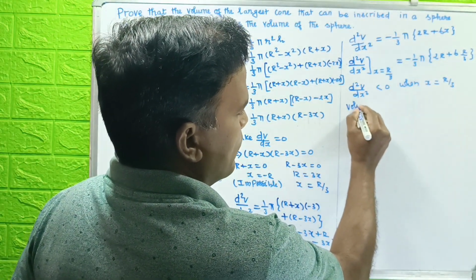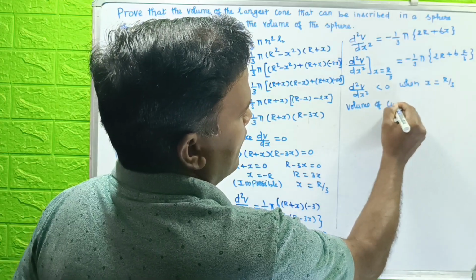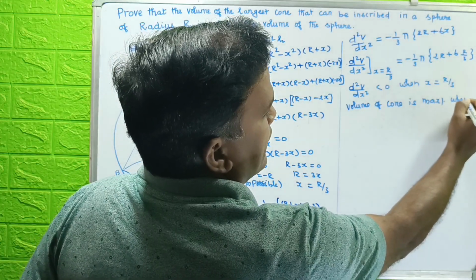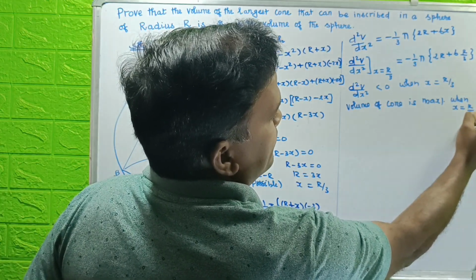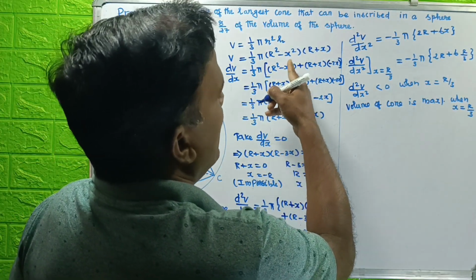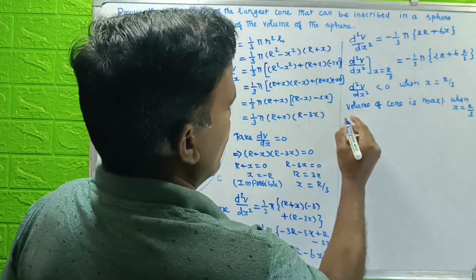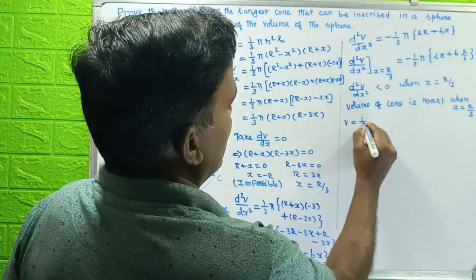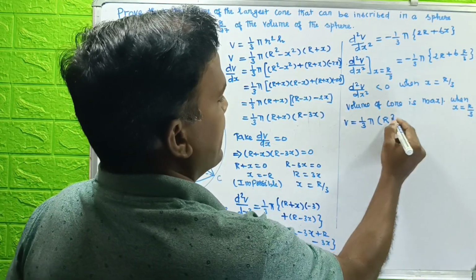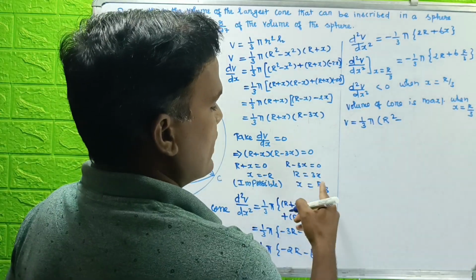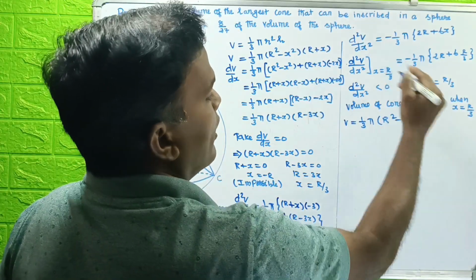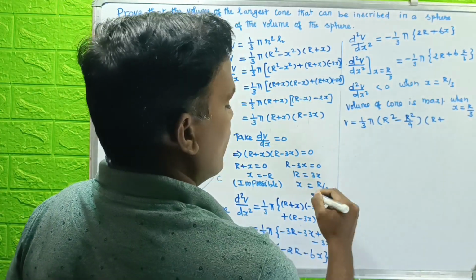So the volume of the cone is maximum when x is equal to r by 3. What is the volume of the cone? V is equal to 1 by 3 into pi into r square minus x square into r plus x. So V is equal to 1 by 3 into pi into r square minus x square. What do you mean by x here? x is equal to r by 3. So x square means r square divided by 3 square, that is r square by 9, into r plus x, that is r plus, what is the value of x? r by 3.